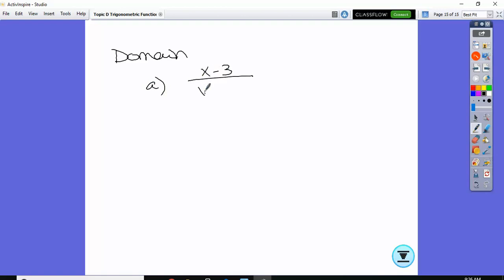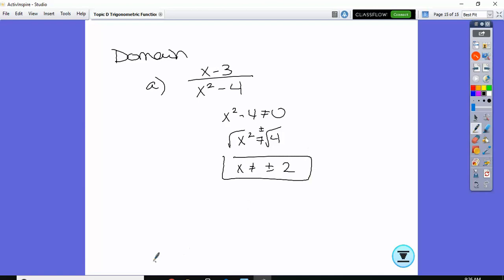If I say give me the domain of this. If we have a fraction, what do we know about the bottom? Can't be 0. So x squared minus 4 cannot equal 0. Then what would I do? How do you get rid of a square? And if you add a square root, you need? x cannot be plus or minus 2.